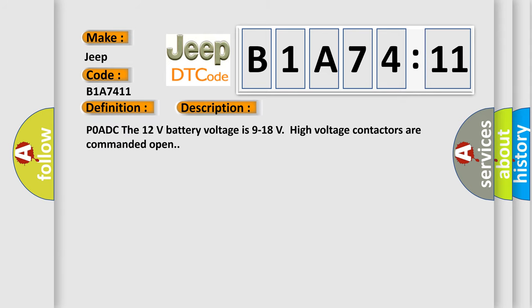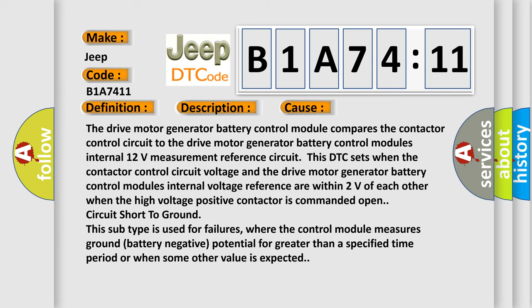The 12 volt battery voltage is 9 to 18 volts, high voltage contactors are commanded open. This diagnostic error occurs most often in these cases. The drive motor generator battery control module compares the contactor control circuit to the drive motor generator battery control module's internal 12 volt measurement reference circuit. This DTC sets when the contactor control circuit voltage and the drive motor generator battery control module's internal voltage reference are within 2 volts of each other.